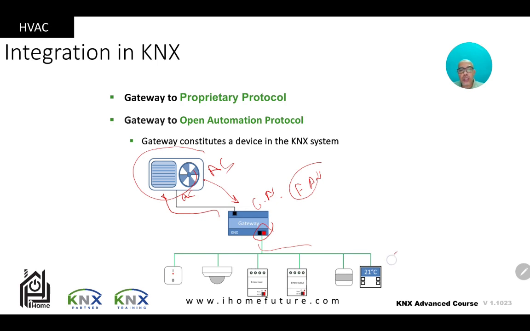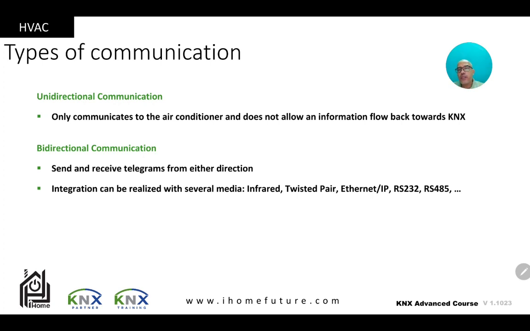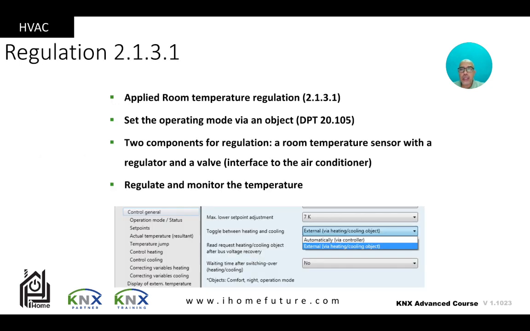And then on KNX you can put the thermostat, you can have presence sensors, binary sensors, keypads, whatever you want. In this way you have systems that support unidirectional communication, only sending data, or bidirectional communication, where you send the data to the AC and also receive data, like status, from the AC itself.